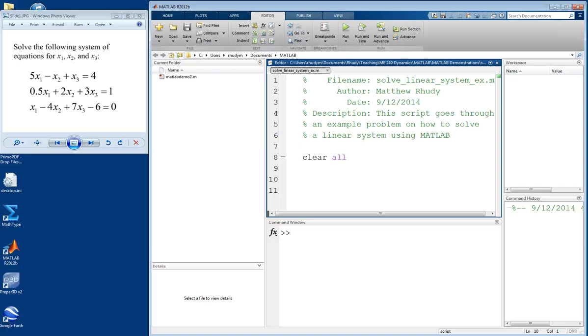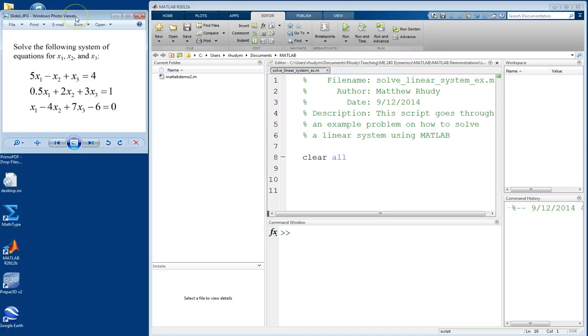This is Professor Rudy, and this video is about how to solve a linear system of equations using MATLAB. So starting with a linear system of equations up here on the top left, this is the problem that I want to solve, and I want to go through how you would do this in MATLAB.